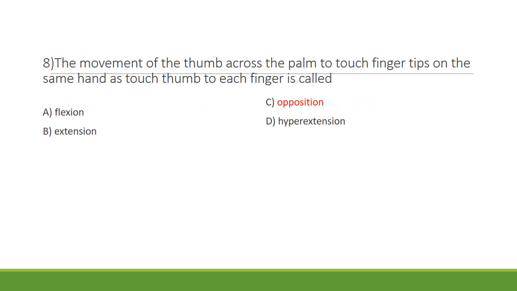Next question. The movement of the thumb across the palm to touch fingertips on the same hand, touch thumb to each finger, is called A. Flexion, B. Extension, C. Opposition, and D. Hyperextension. Right answer is opposition. Opposition is the movement of touching each fingertip with the thumb. So the right answer is opposition.